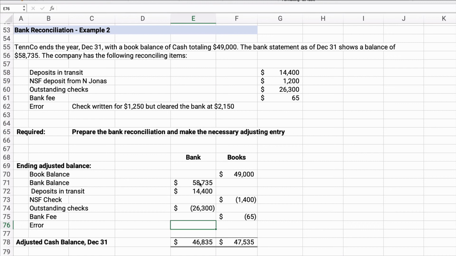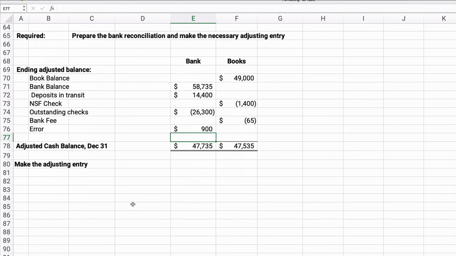So we need to make an adjustment. And the bank, you would call the bank and say you need to add back, looks like $900. $2,150 minus $1,250. They need to add back $900 to make it correct. They took out $900 too much with an error, and so therefore our adjusted cash balance is $47,735.